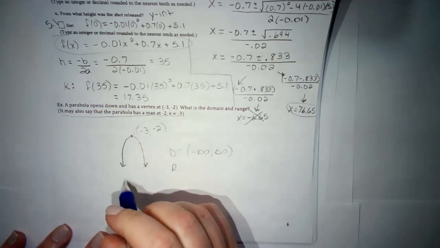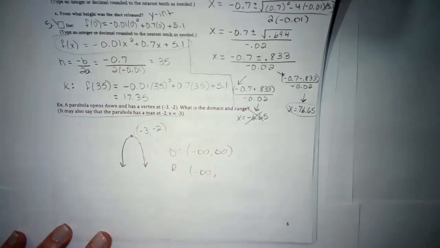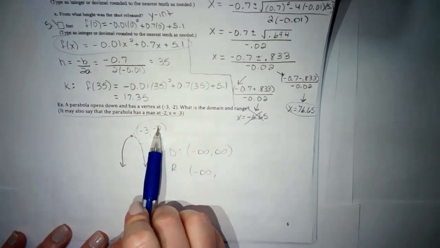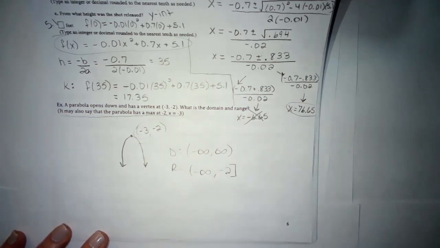For this guy, where does he start? -infinity. There's your parenthesis. And where does he end up? At -2 for the y's. And remember, that means a hard bracket because we're including it. Good. Okay. All right, last page of these.